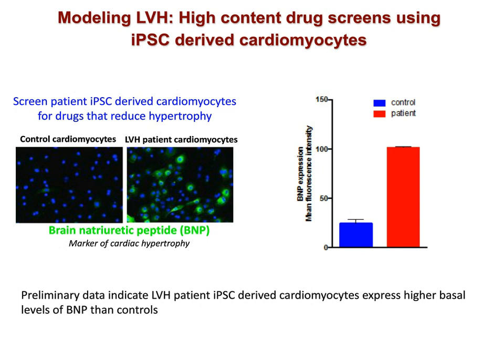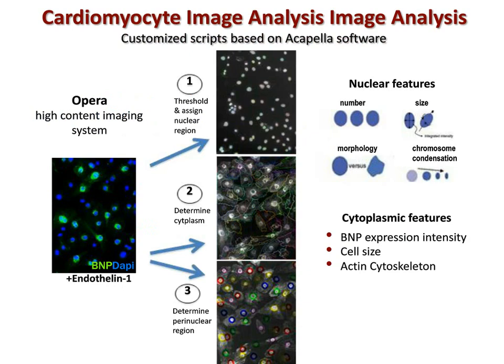But in the meantime, we're using control cardiomyocytes to screen for drugs that modulate endothelin-induced hypertrophy, and I'll describe the preliminary data from this screen in the next slide. So first, before we get into the pilot screen, I'd like to take a moment to describe our image analysis process using PerkinElmer's Opera high-content system and its associated Acapella software.